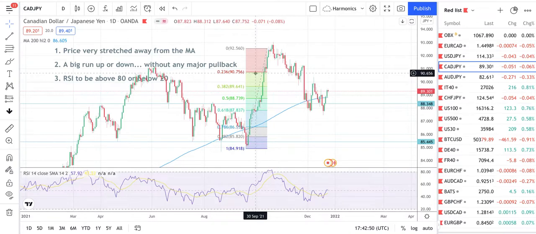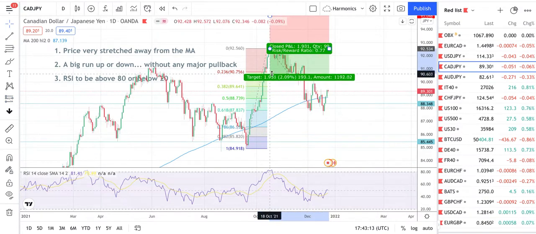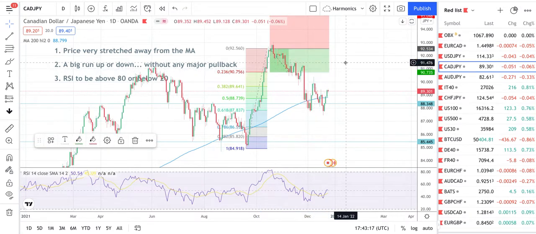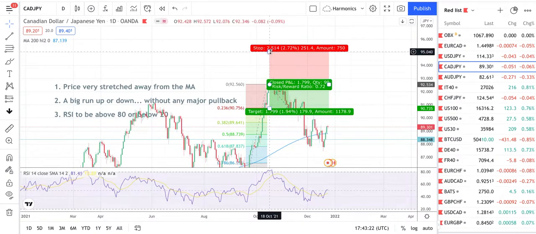But to be safe, I like to remain somewhere between 23.6 and 23.8, depending on where I see, if I see some sort of a structure, a support level in this area. Here I don't see a support level, so I'm going to go ahead and enter the trade somewhere around here where my conditions are met. My take profit is going to be 23.6 and my stop loss is going to be 1.5 risk to reward ratio.